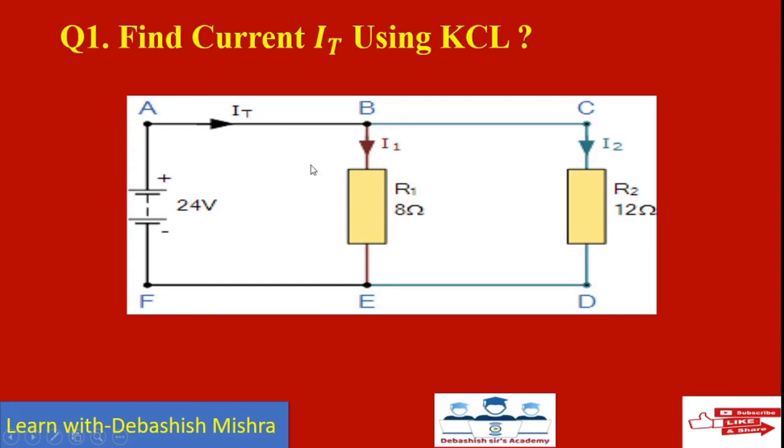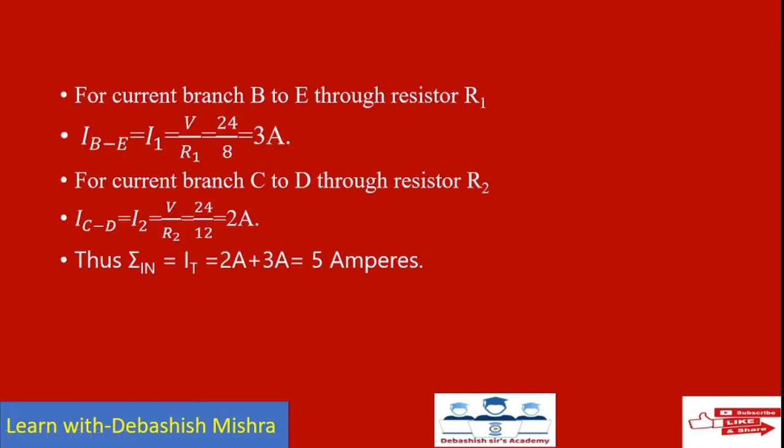That means IT is equal to I1 plus I2. If you consider the node B, the incoming current is IT, the outgoing currents are I1 and I2. So you will get IT as I1 plus I2, that is 5 ampere. This is the answer.